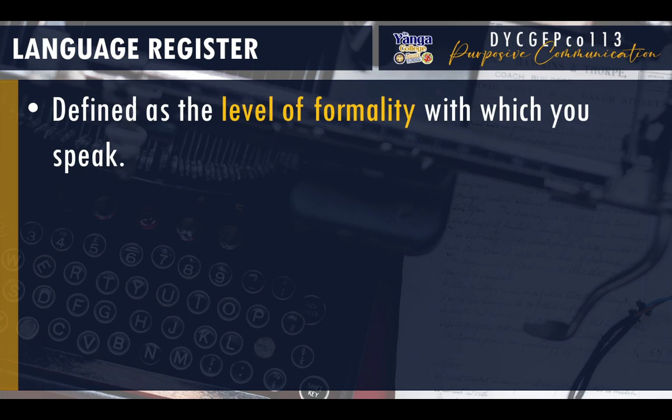Language register is defined as the level of formality with which you speak, meaning whenever we engage in communication, we use a certain level of formality that fits the occasion. Ibig sabihin, for example, you're talking to a friend. So, there's a certain level of formality, of course, that you're using when you are talking to a teacher or a professor or someone of authority. You'd be practicing maybe a higher level of formality. So, that adjustment in our formality is what we call language register.